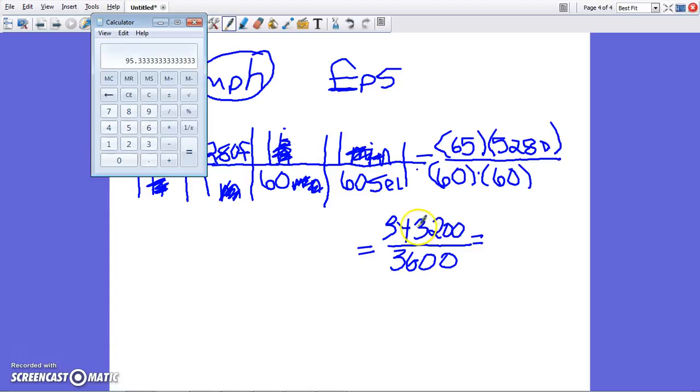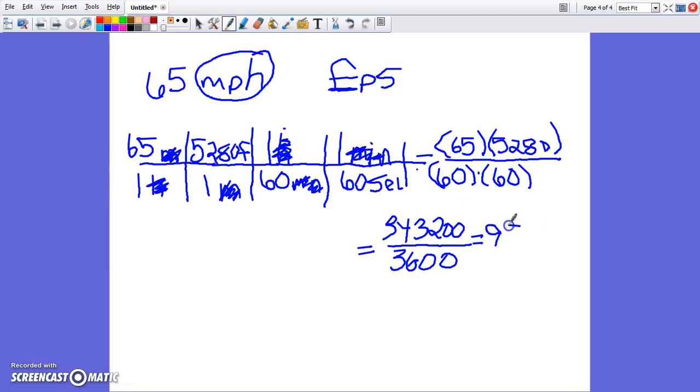and 95 and a third, or 95.33 forever feet per second. I guess I didn't need that 2 there, but I need to cross my F. Feet per second.